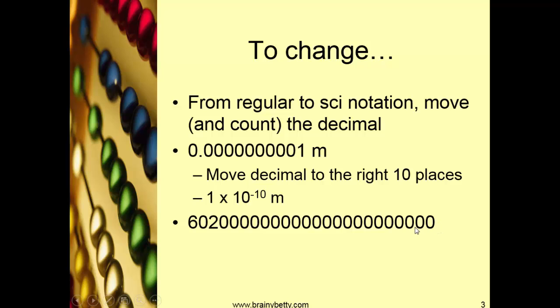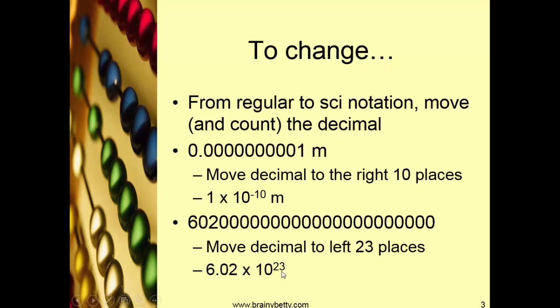So for this one, again, you could count, you would take your decimal from here and move it all the way to the left until there's only one digit in front of it, which would put it right between the 6 and the 0. If you count all of those places, you will end up with 23. So the decimal needs to be moved to the left 23 places. So when you write that in scientific notation, you write down the number, which would then be 6.02, and then the exponent is 23, so times 10 to the 23rd. Again, the exponent is positive because this number was much bigger than 1.